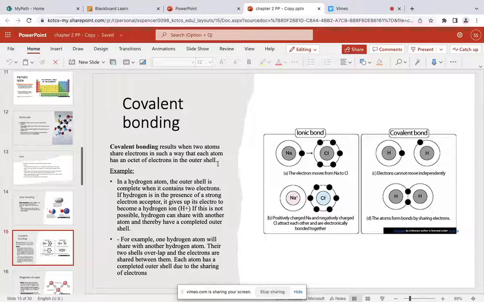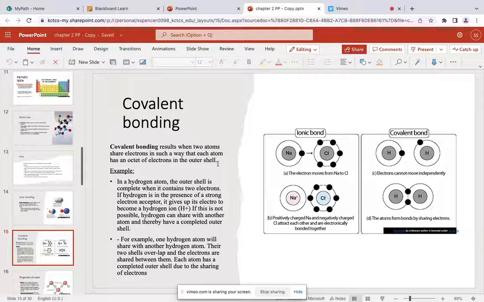So then we'll go over something called covalent bonding. Whenever you hear the word covalent bonding, I need you to think of shared electrons. So covalent bonding, shared electrons. An example of covalent bonding that people often use is water, H2O, right?